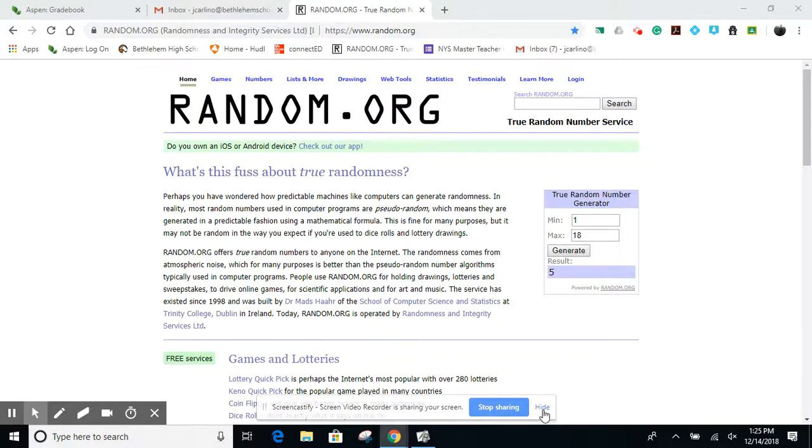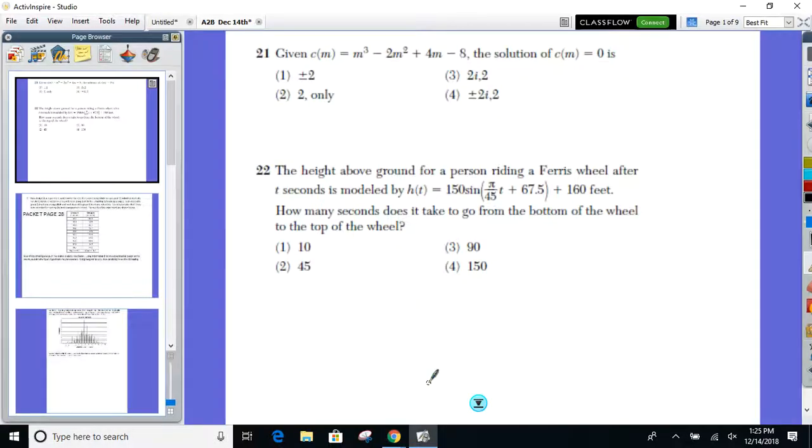Starting right now. All right, number 21 and 22 today. All right, get everyone set up, organized.